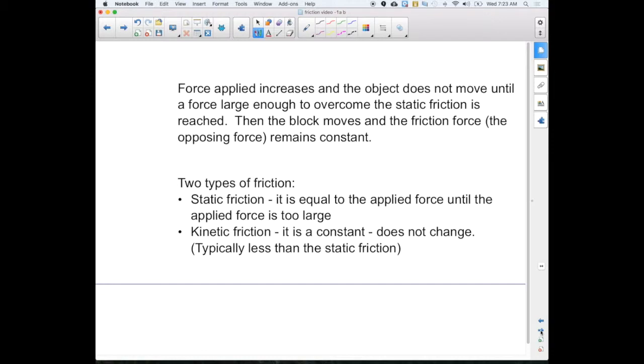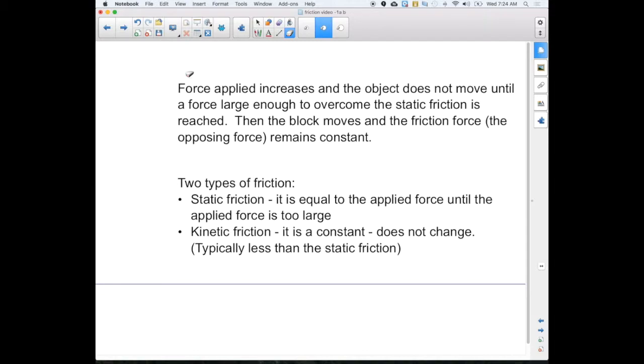So as we said, a couple of things are worth noting. Notice that as the applied force increased, the object did not move until the force of friction was basically overcome, and the object starts sliding. The block moves, and then the friction force, the opposing force, remains constant.